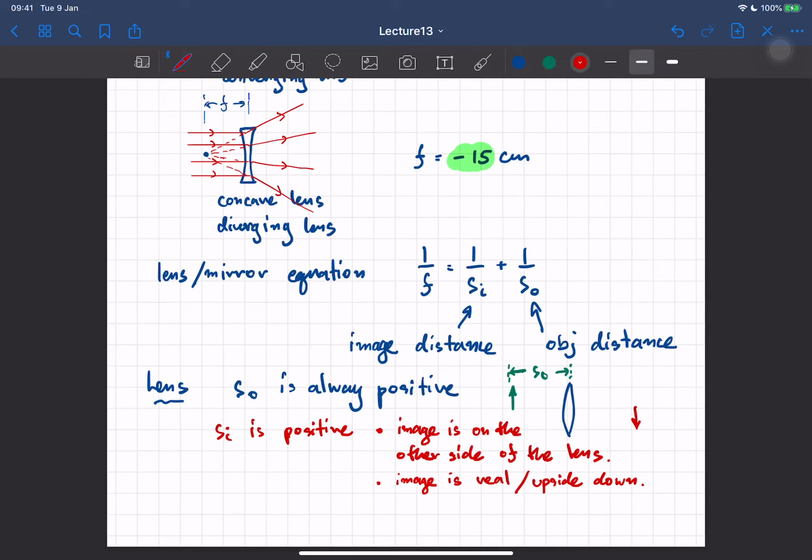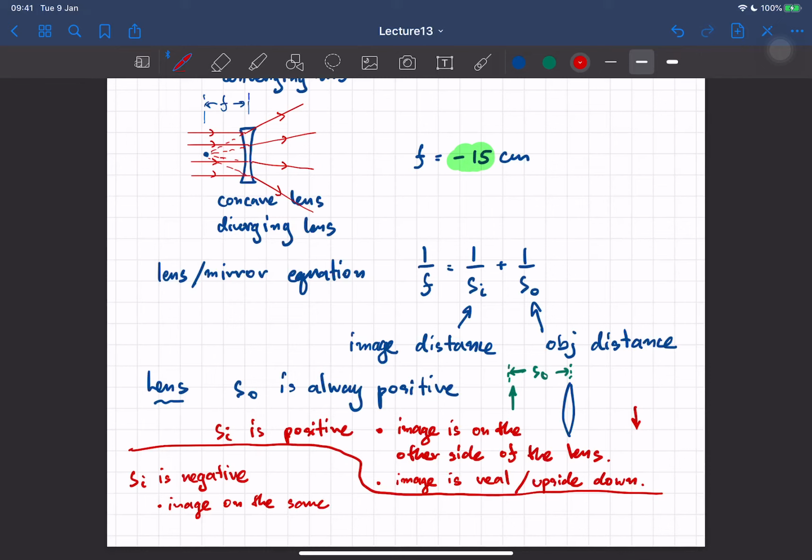So what about negative SI? I'm not sure if I have enough space, so I'll write it somewhere here. SI is negative. Negative is just everything in the opposite direction. So the image is on the same side of the object. So it's going to be somewhere here. That's what I mean, on the same side of the object. Okay, and the image is virtual.